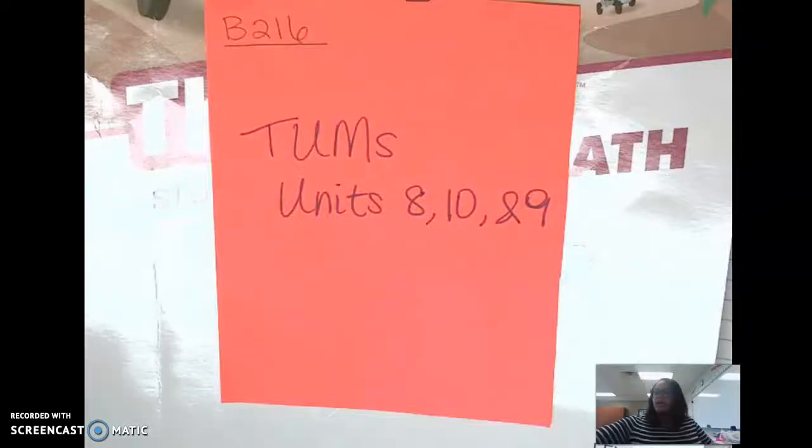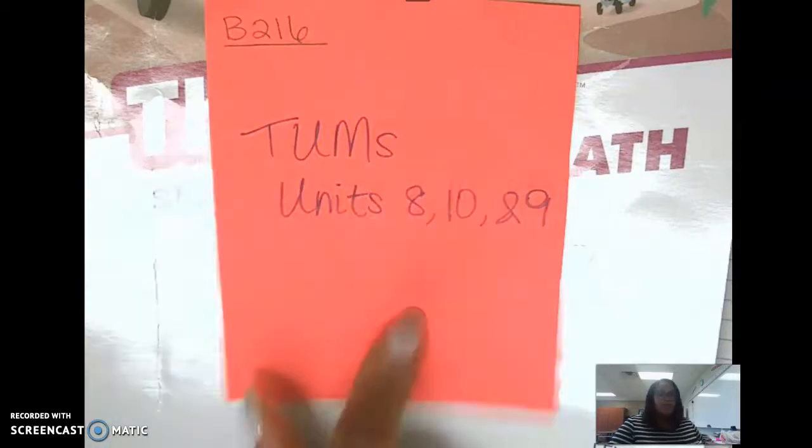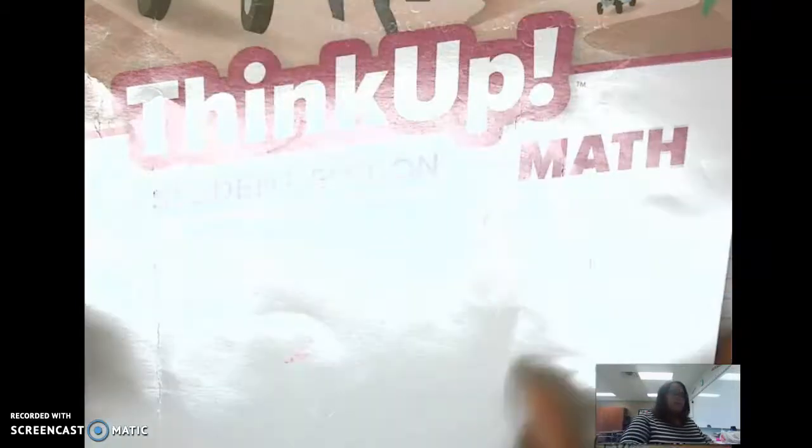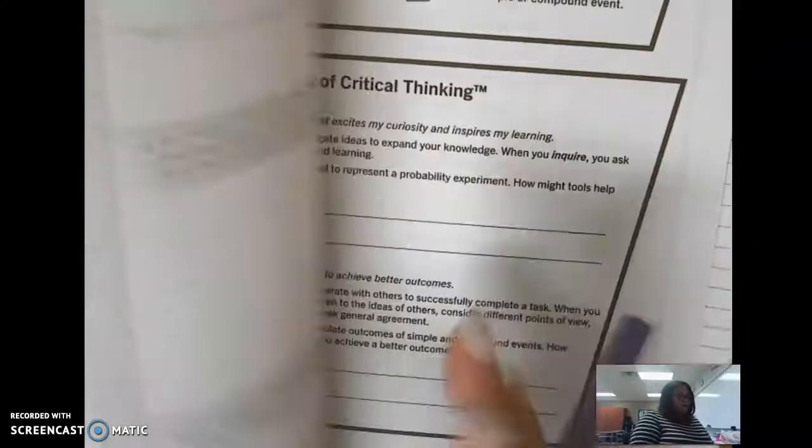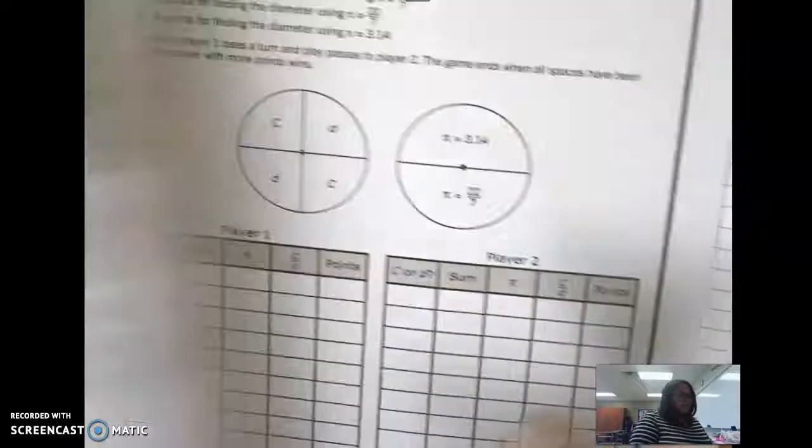Greetings, y'all. I am going to be going over units 8, 9, and 10 in your TUMs book, except I'm going in the order of 8, 10, and 9. And this is relative to similar figures, proportionality amongst those figures, and I believe circles and circumference. So we're going to start with unit 8 in our TUMs book, and I'm just going over the questions to kind of get us through.